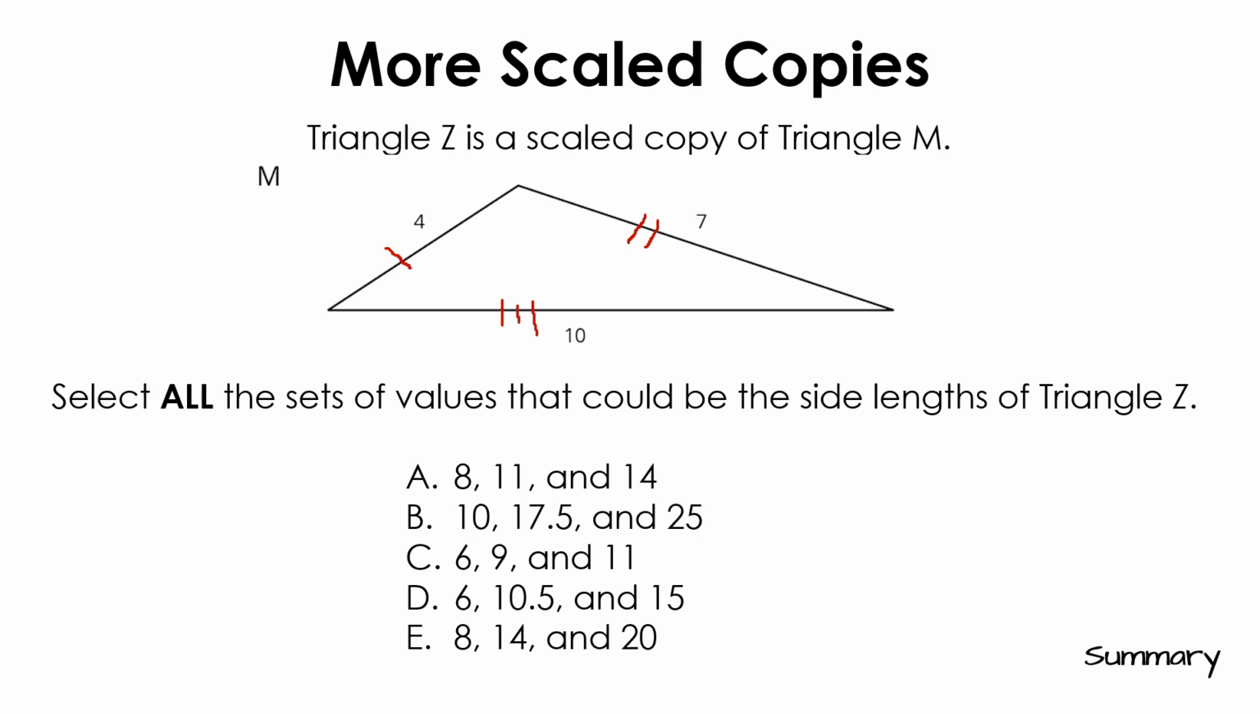See if any of them have corresponding or the same scale factors, as in from 4 to 8 would be multiplied by the same, from 7 to 11 would be multiplied by the same, and from 10 to 14 would be multiplied by the same. And you would do that across A, B, C, D, and E, and you would let me know which ones, because it's more than one, could be set values and side lengths for triangle Z.